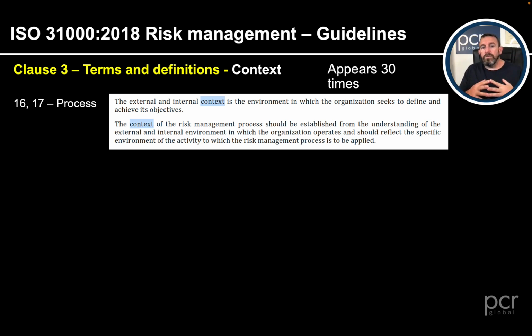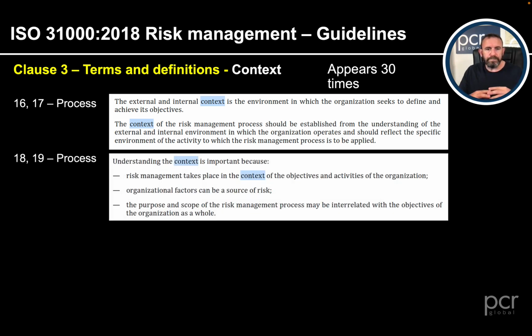The context of the risk management process should be established from the understanding of the external and internal environment, we could say context there, in which the organisation operates, and should reflect the specific environment of the activity to which the risk management process is to be applied. That second paragraph is a really important paragraph. If you can understand what that paragraph is telling us, you will understand internal, external, and the risk management context, and you will actually be able to separate all three. That's 16 and 17, that's an important one there.